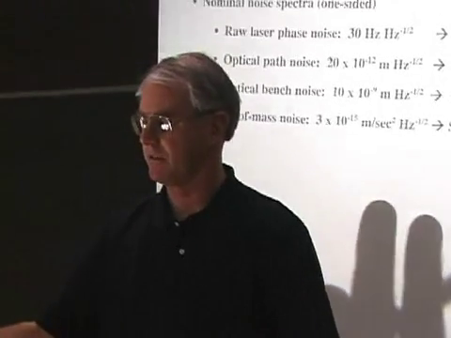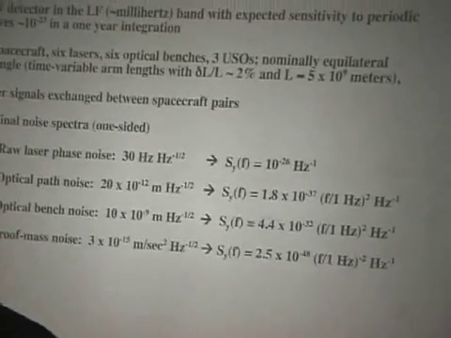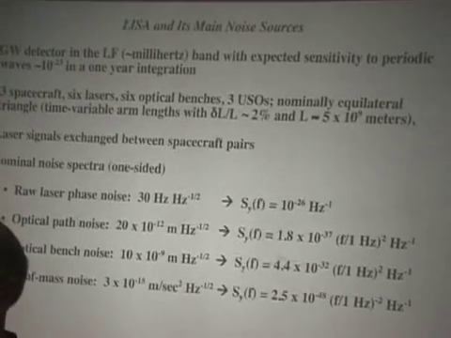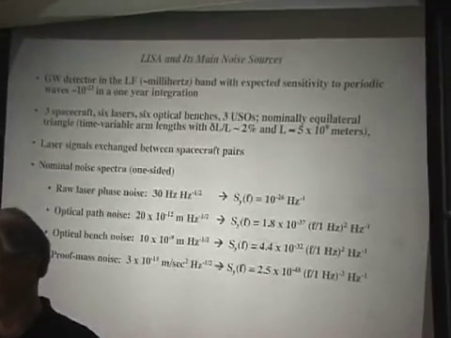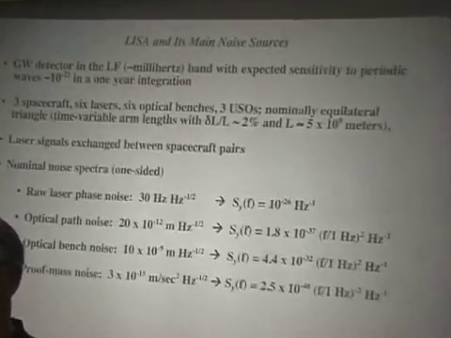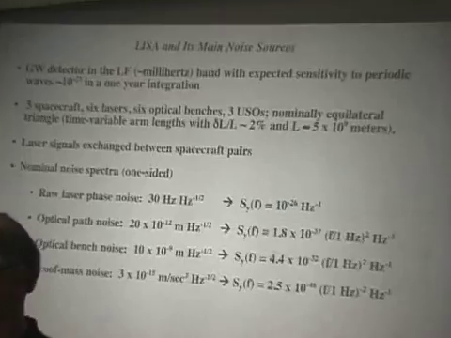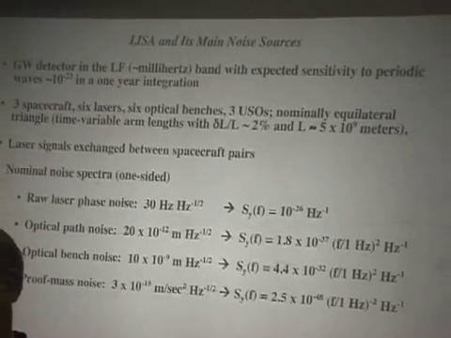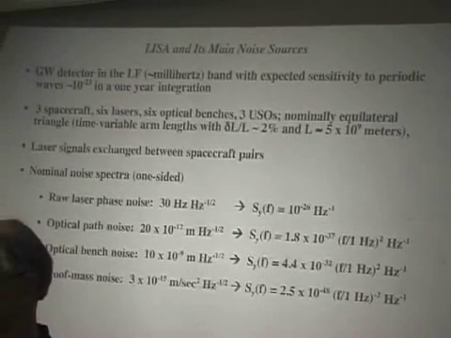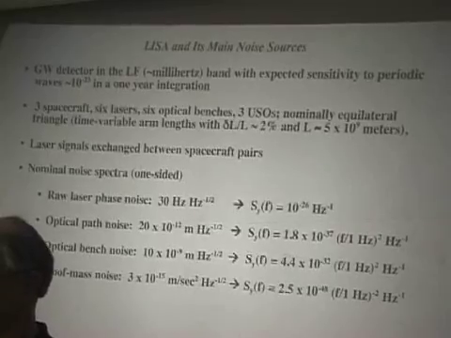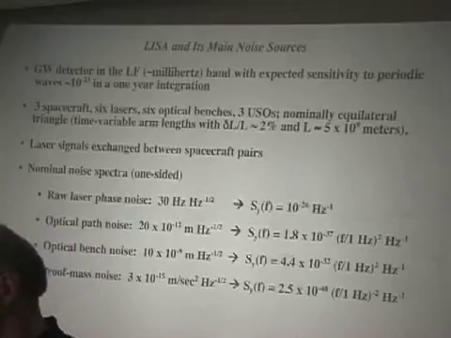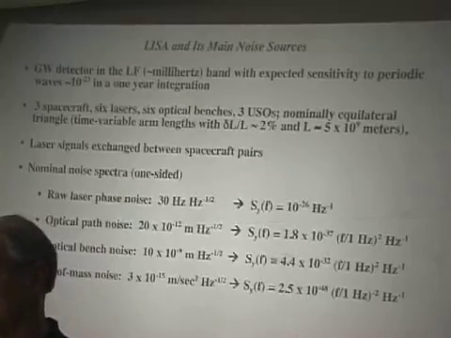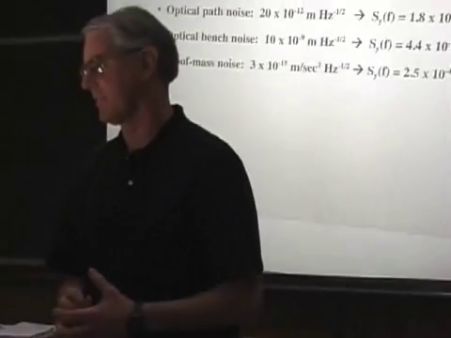Okay, so you're all aware that LISA is a NASA-ESA collaboration searching for gravitational waves, actually doing more than searching, it will detect gravity waves in the low frequency band. The expected sensitivity is about 10 to the minus 23 for a periodic source if you're allowed to integrate for a year. It's 3 spacecraft with 6 lasers. Each laser is on an optical bench. 3 USOs, 6 proof masses. A USO is an ultra-stable oscillator. It's an oscillator that is, despite its name, not all that stable.